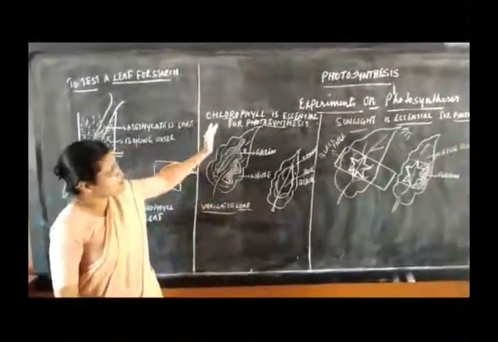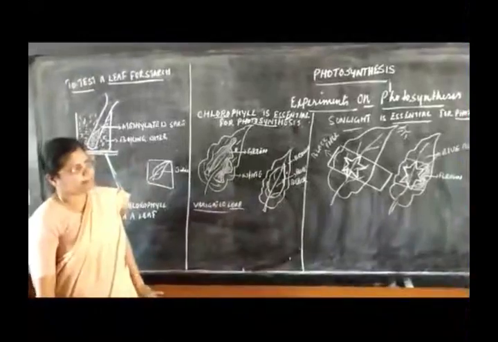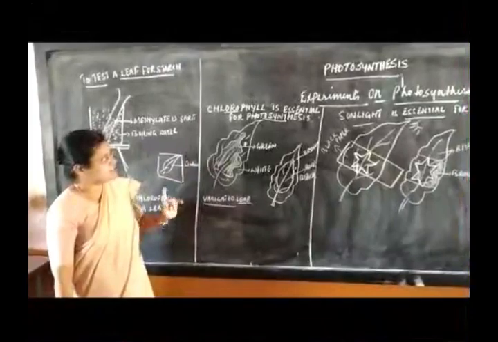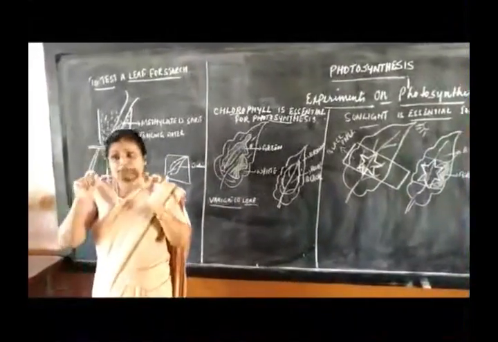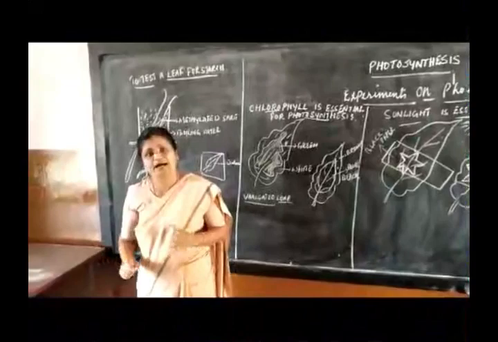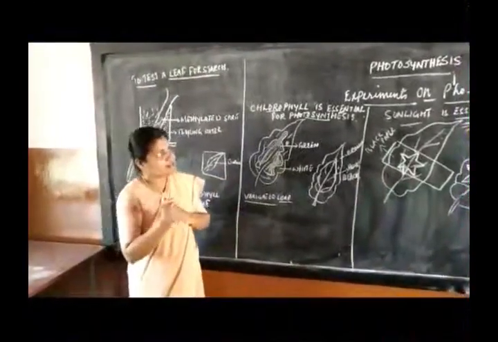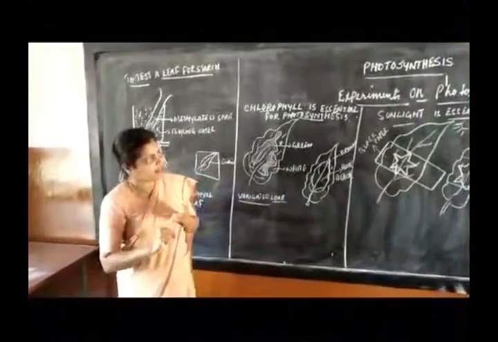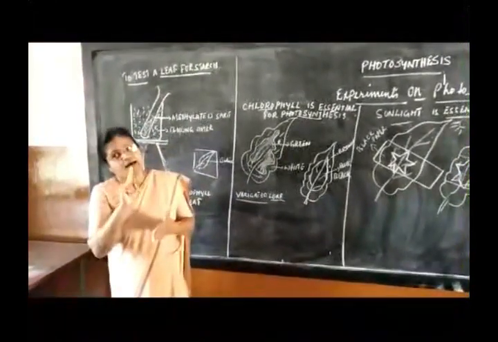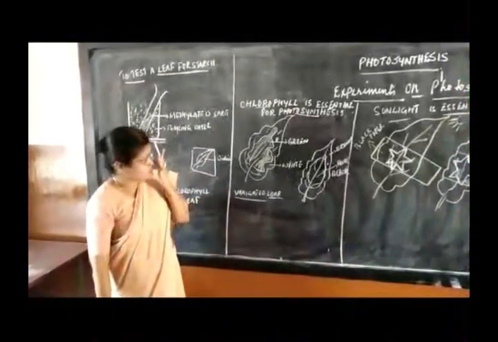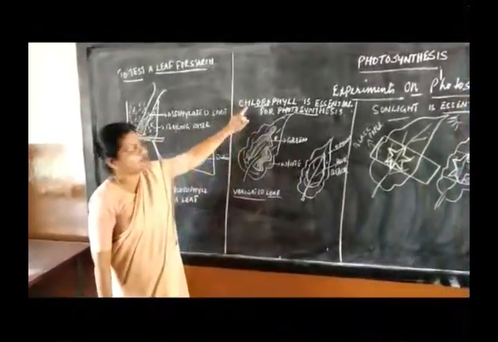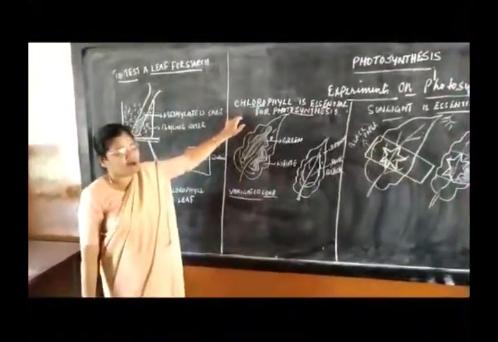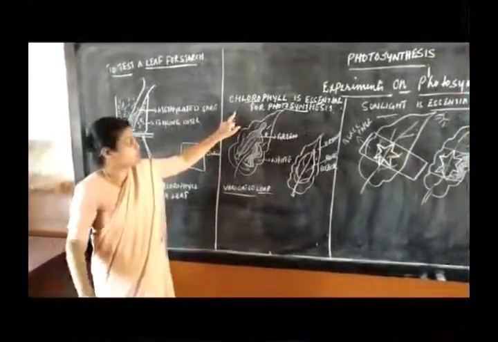The first experiment is to show that chlorophyll is essential for photosynthesis. Always remember, we know the raw materials needed for photosynthesis are chlorophyll, sunlight, water and carbon dioxide. So the first raw material is your chlorophyll. You may have other raw materials available, but if the chlorophyll is not present, the leaf cannot undergo photosynthesis.